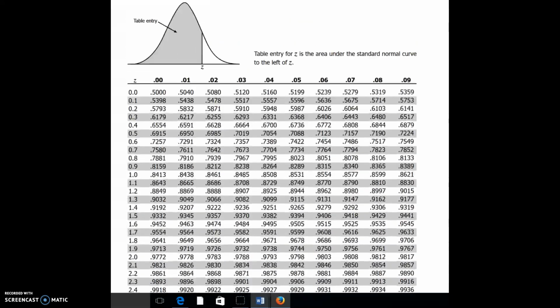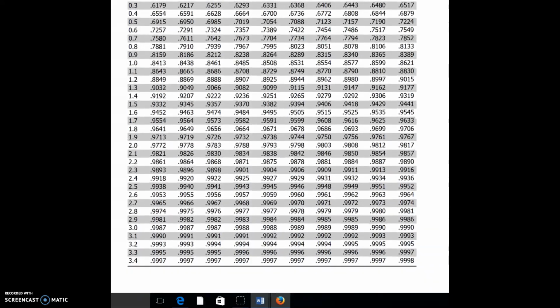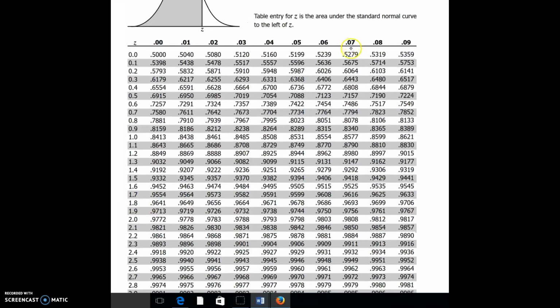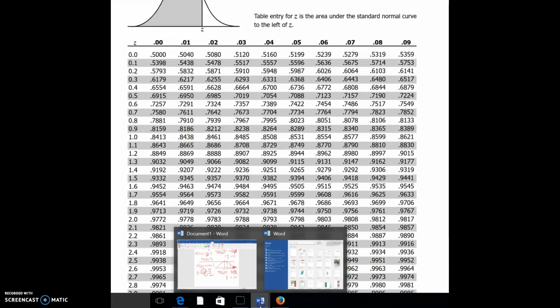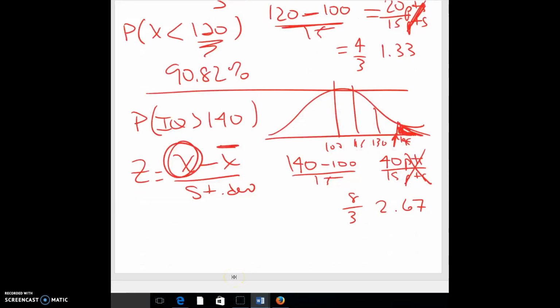There's the negative side. Okay. So 2.6 is here, and down too far, 7 is over here. So 2.67 looks like what? 99.62. All right. So what that means is this is 99.62 because the chart always goes to the left.